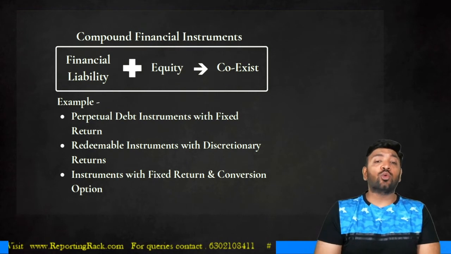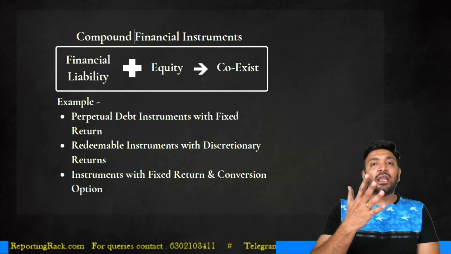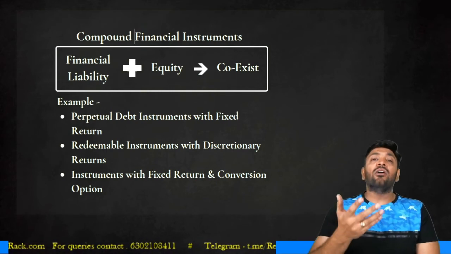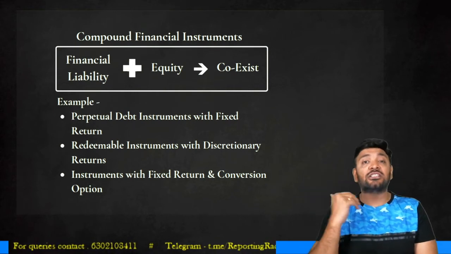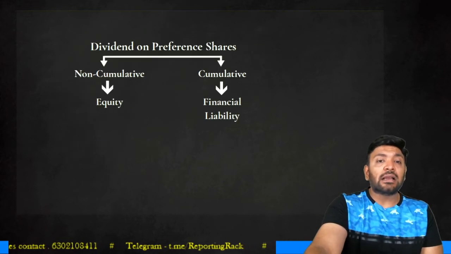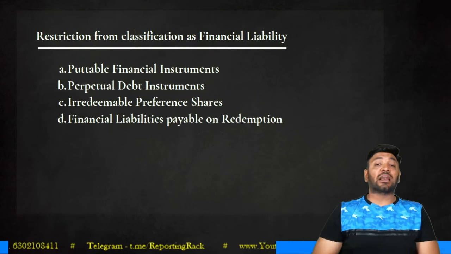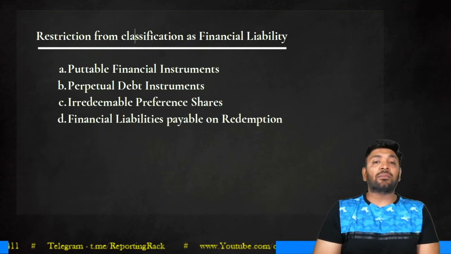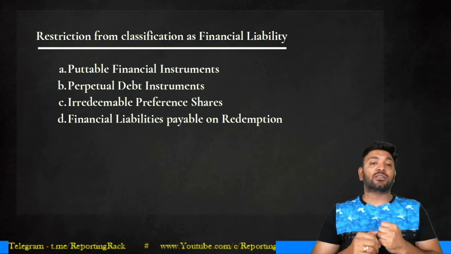A perpetual debt with fixed return. What is perpetual debt? No maturity. It will keep on continuing. So when there is no maturity, what is your obligation to pay cash? There is no obligation unless and until it arises on liquidation. So to discuss this instrument, we come across a situation called restriction from classification as financial liability. Your restrictions from classification as financial liability are basically divided into four items.